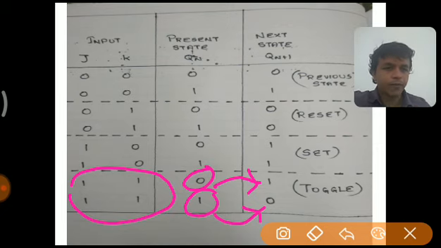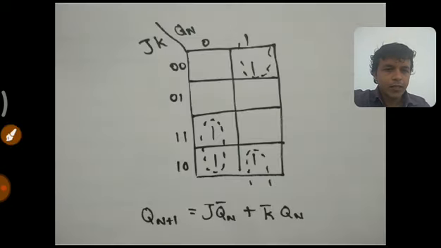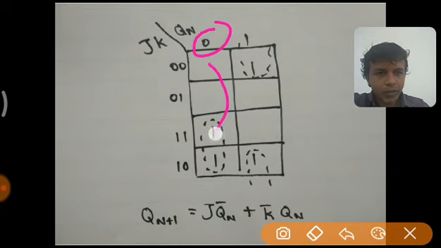So let us derive the Boolean expression for this. So this is the Boolean expression. Initially in SR flip-flop, we had X and X here. But here when both the switches are pressed, what happens? When the previous state was 0, it gives 1.